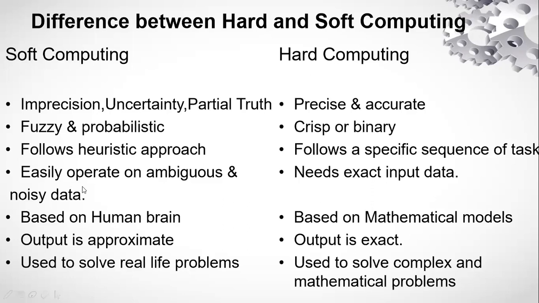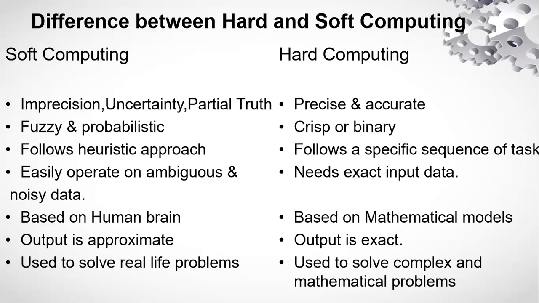Next difference we can understand is that soft computing can easily operate on ambiguous and noisy data. That means every time it does not need the exact or clear input. While hard computing always needs exact input data. As we know, we are working on soft computing, it comes into play only when the data is ambiguous and noisy. It is helpful in that condition.